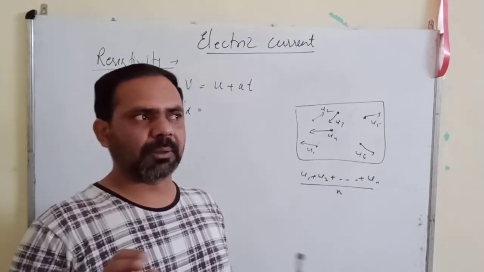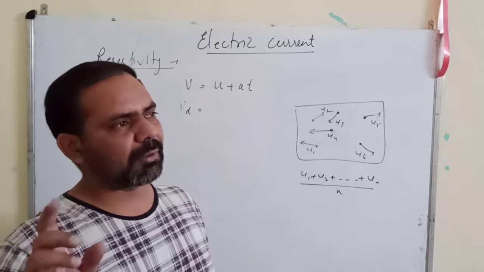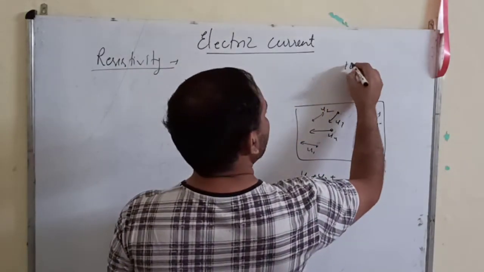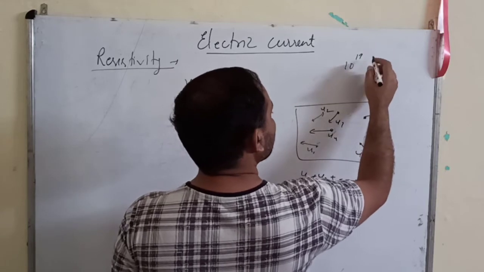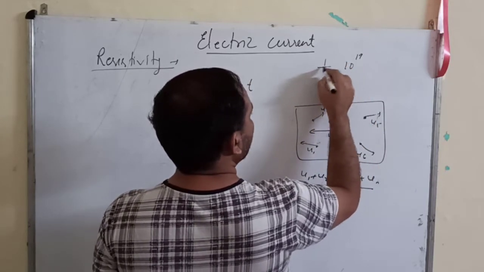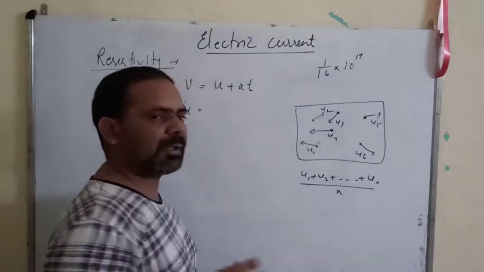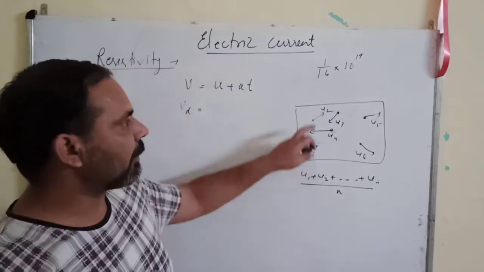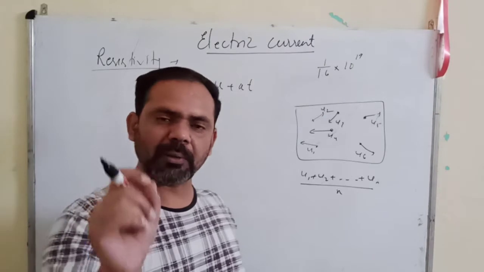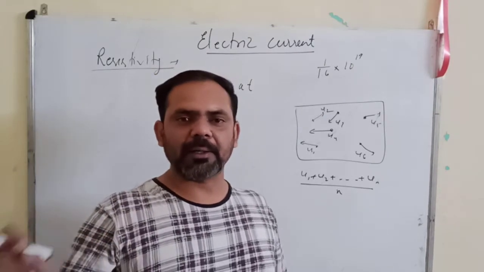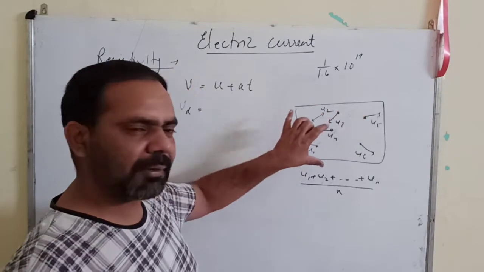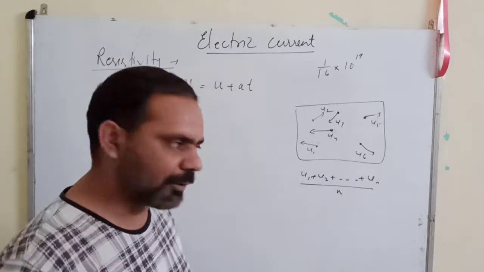Means we once found that in 1 Coulomb charge, how many electrons are there? It is of the order of 10 raised to 19. Means 1 upon 1.6 into 10 raised to 19 electrons are there in 1 Coulomb charge. So it means that in a small charge also there is a large number of electrons. So a conductor will have a large number of free electrons.